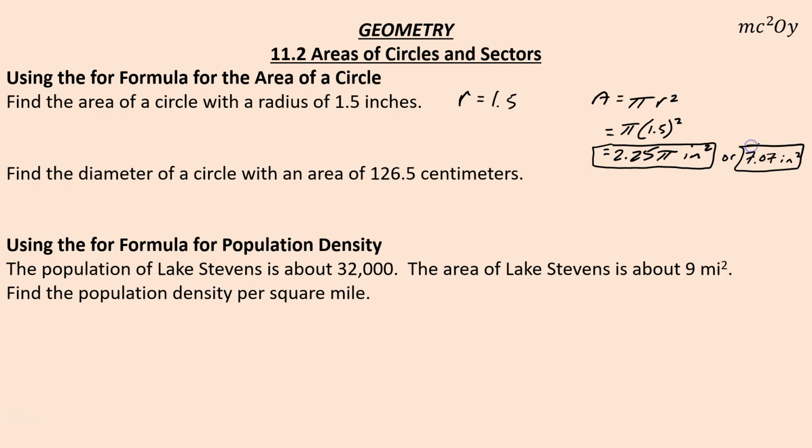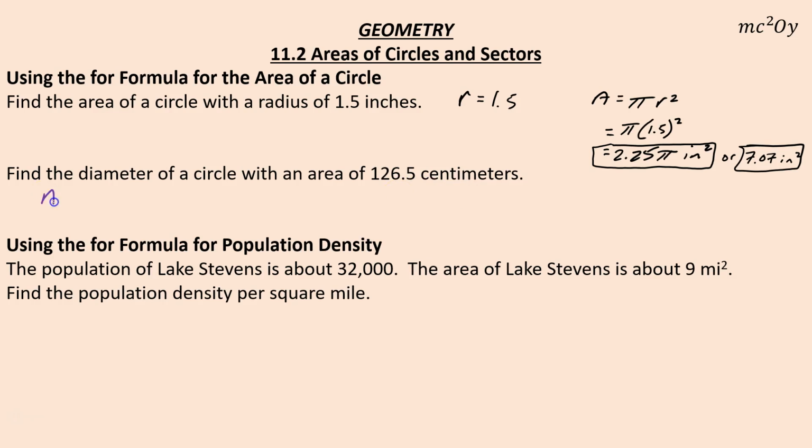Okay, it just depends what they're asking for. If they don't ask, then you're usually fine just leaving it in terms of pi. All right, find the diameter, switch colors here, of a circle with area of 126.5.